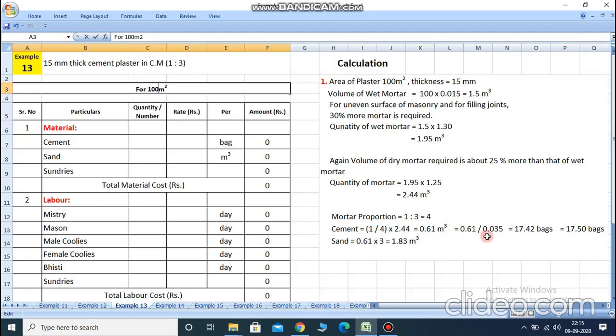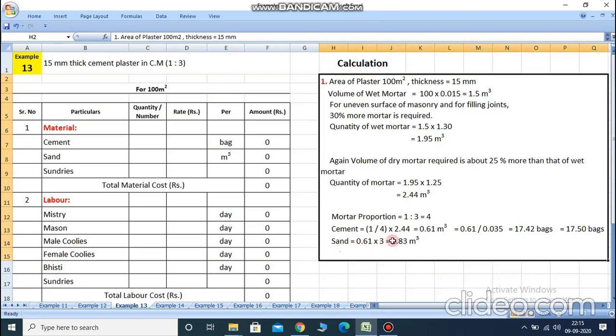So we divide by the 1 bag cement volume. So we got the answer 17.42 bags. Means the round up figure is 17.50 bags is required to complete the 100 meter square 15 mm thick plaster work. Now for finding out the sand quantity, 0.61 multiplied by 3 parts of the sand. So we got 1.83 meter cube sand quantity.